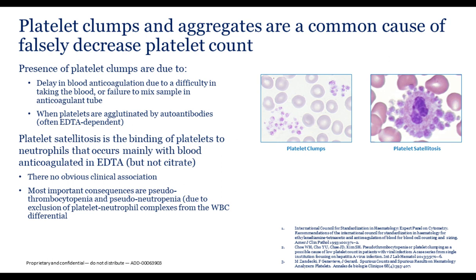Platelet clumps and aggregates are a common cause of falsely decreased platelet counts, as we've previously described. In the smear review over on the left-hand side, you can see platelet clumps clearly would decrease your platelet count. And platelet satellitism on the right-hand side would also be a candidate for decreasing your platelet count.